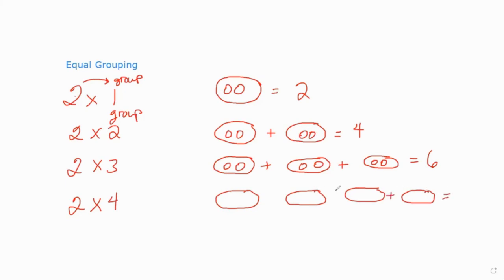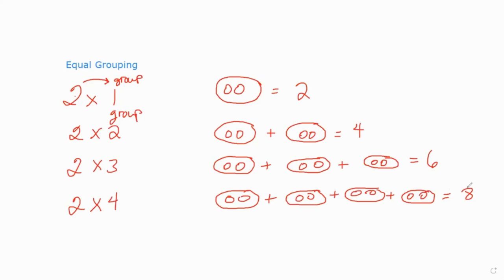Okay, I put the plus sign because I'm going to be adding my circles. 1, 2, 3, 4, 5, 6, 7, 8. So 2 times 4 is 8. Okay, so this is equal grouping. We have the same amount of circles or numbers in each group.